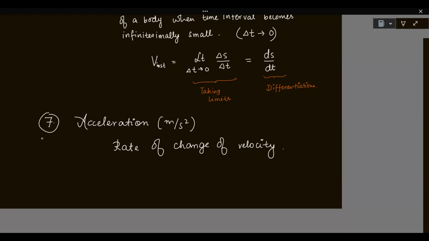Can someone give an example for that kind of an acceleration? Anybody knows? I'll be very happy if you know this. So centripetal acceleration. Very nice. I'm very happy. What is your name, dude? Rishi. Very nice. Centripetal acceleration is that kind of an acceleration.